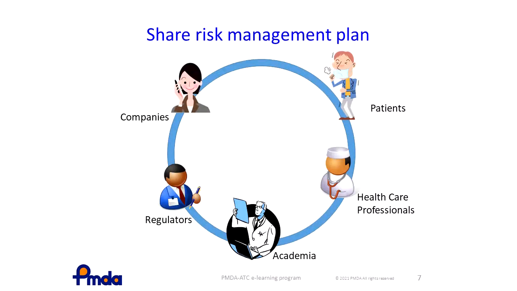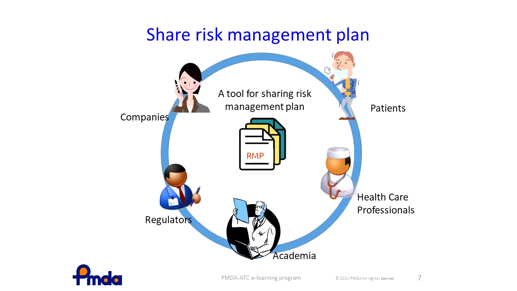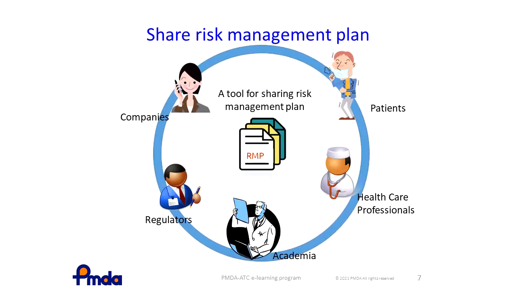One more important factor is sharing related information among patients, HCPs, academia, regulators, and companies. RMP is a comprehensive tool for sharing risk management information among all the stakeholders, and proper implementation of RMP, including timely revision, ensures positive risk-benefit balance throughout the life cycle of a drug.